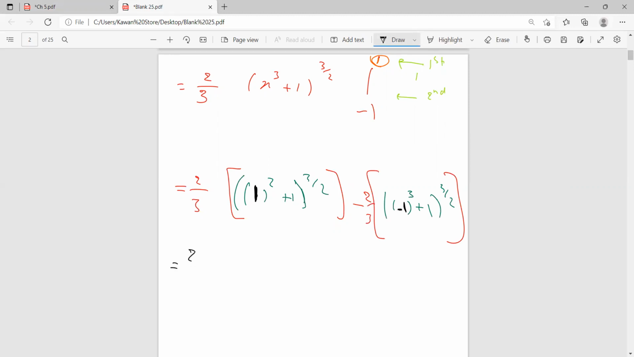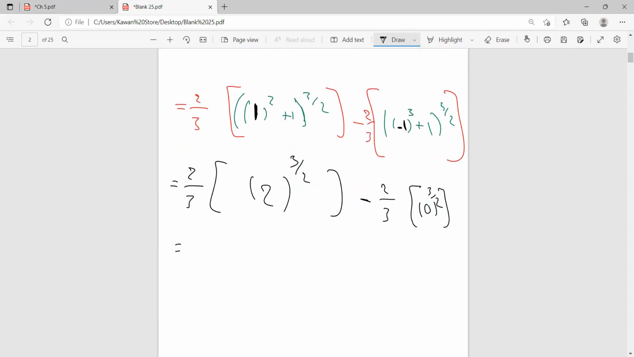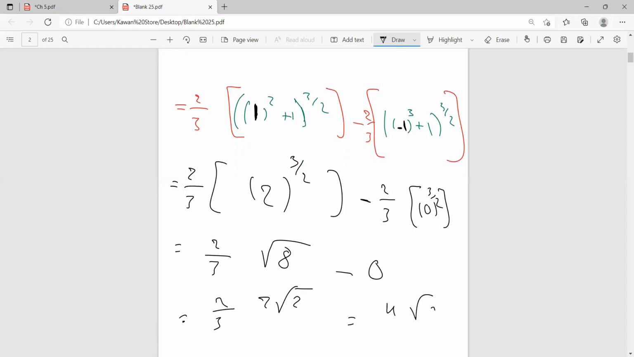So in that case, I'll get 2 over 3, 3 over 2, minus 2 over 3, 0, 3 over 2. For the first, we get what? 2 over 3 multiplied by, you can say, 8 to power 2. And here we have 0. And you know 8 to the power 2 is equal to 2 square root of 2, and times 2 over 3 is equal to 4 square root of 2 over 3. That was the mistake, sorry about that. So do not forget any detail here that we have.